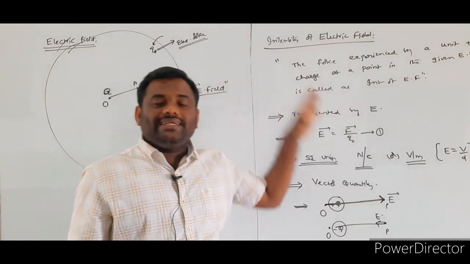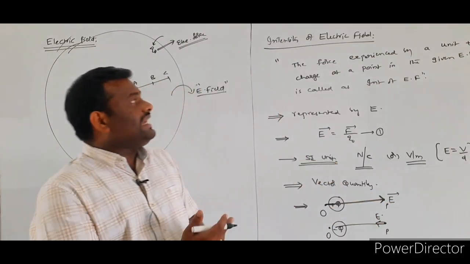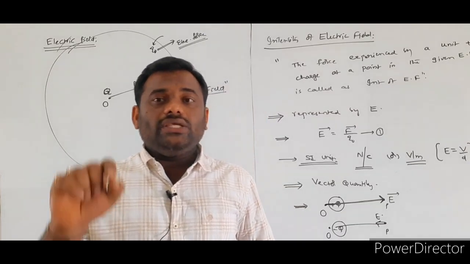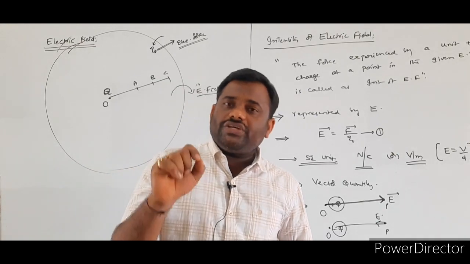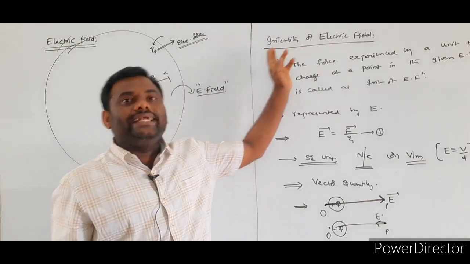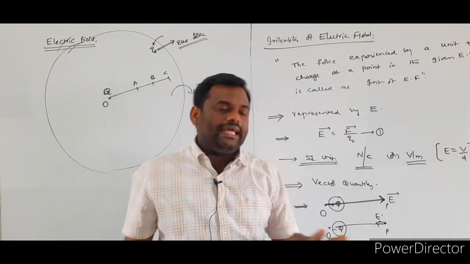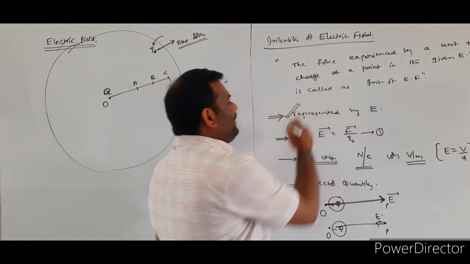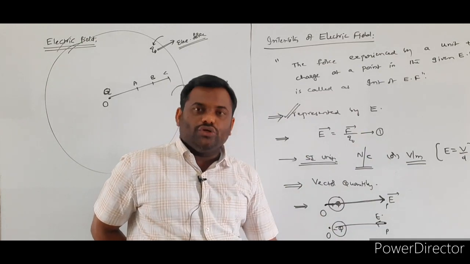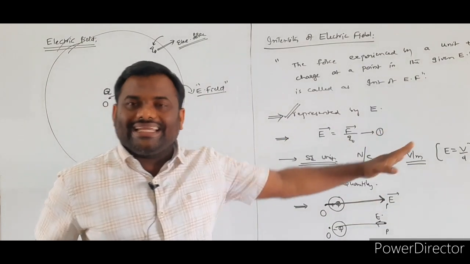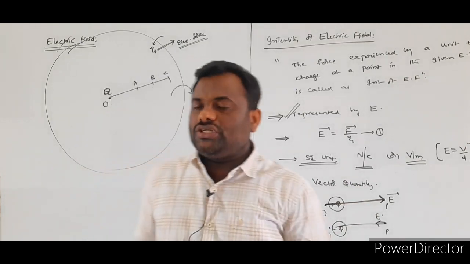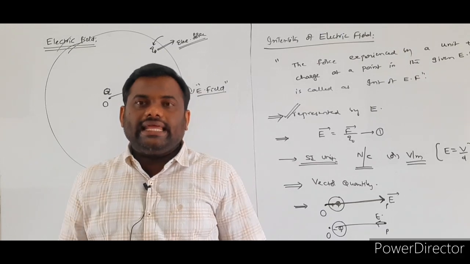So this is about the intensity of the electric field. How can we define it? It is defined as the force experienced by a unit positive test charge kept at a point in the given electric field. That is called either the intensity of the electric field or the strength of the electric field. It is denoted by capital E. So E bar is equal to F bar by Q naught. The SI unit is Newton per Coulomb or volt per meter. It is a vector quantity. So this is the basic information about electric field and electric field strength.